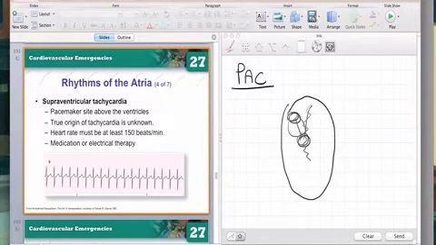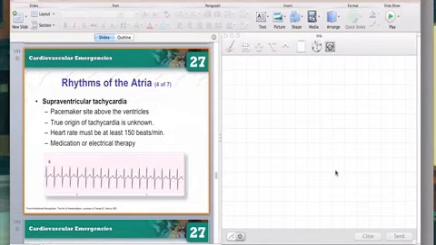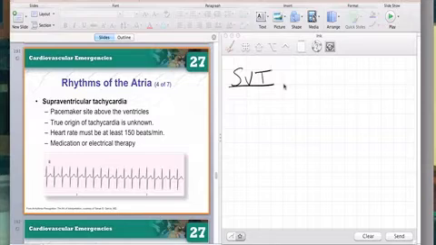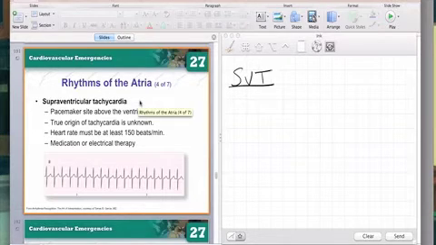All right. Now this brings us to SVT, or our supraventricular tachycardias. And again, SVT is not technically a rhythm. It's a wastebasket of rhythms. If I have a tachycardia that's fast, really fast, and it's happening somewhere above the ventricles, then I call it supraventricular tachycardia, meaning above the area of the ventricles. The pacemaker site is above the ventricles.